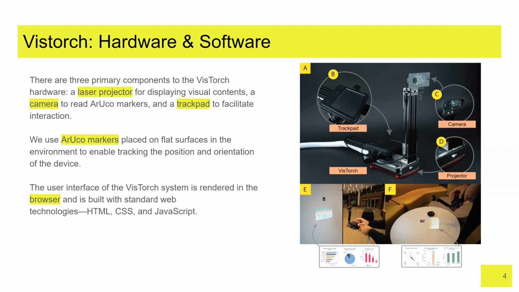Small movements induced by unstable hand movement cause the display to be jittery and difficult to read. To avoid this, we employ a moving averages-based smoothing technique to stabilize the image. The user interface of the VisTorch system is rendered in the browser and is built with standard web technologies, HTML, CSS, and JavaScript. VisTorch is compatible with any web-based visualizations.